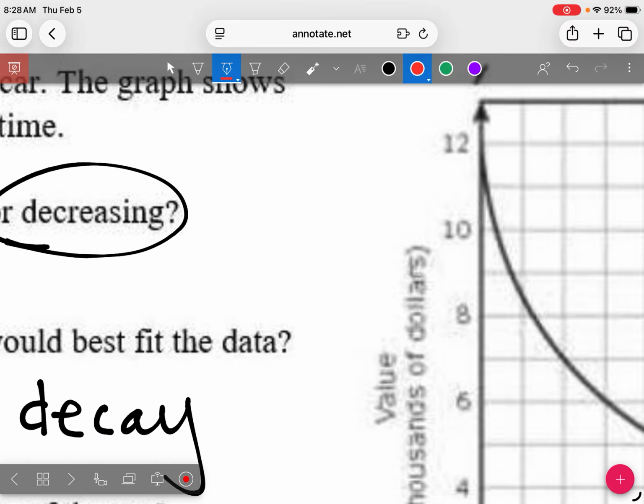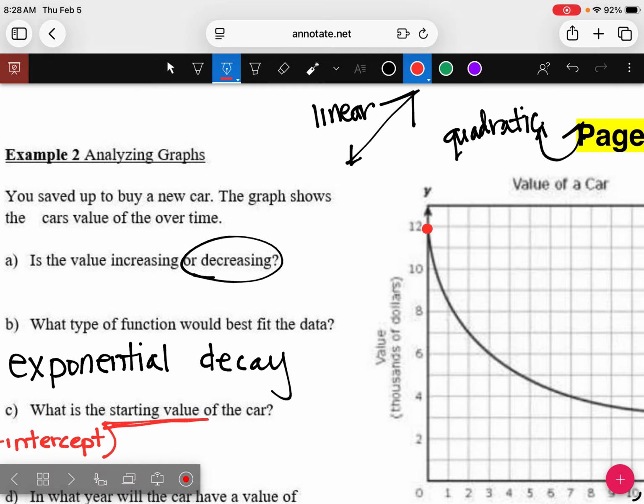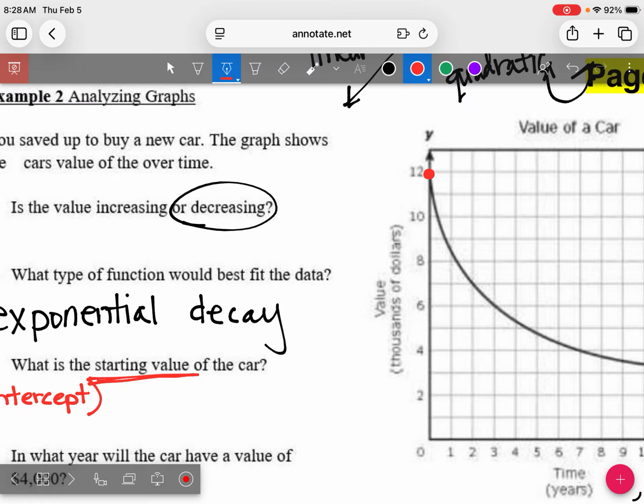And when I look at this, it looks to me like it's about 12. So that means that the starting value of my car is not $12, right? We can't buy a car for $12. It's 12 what? $12,000. That's the starting value.